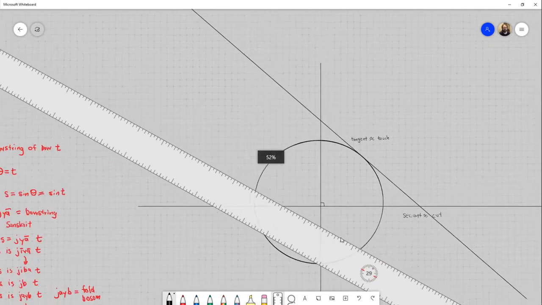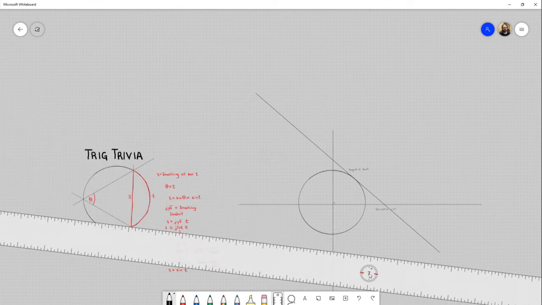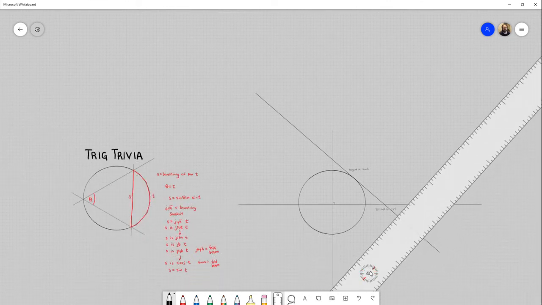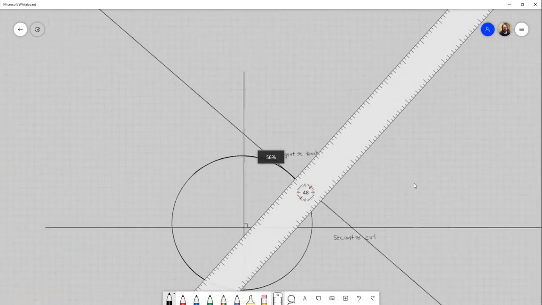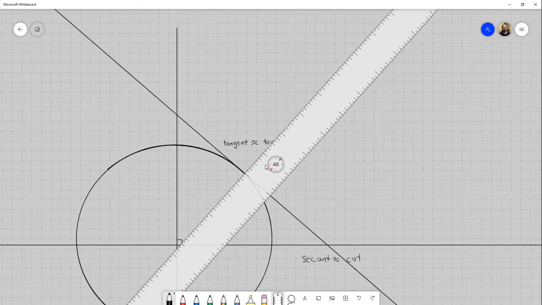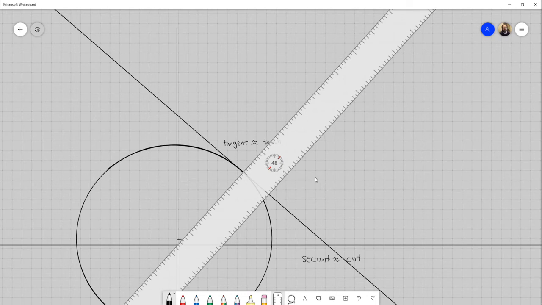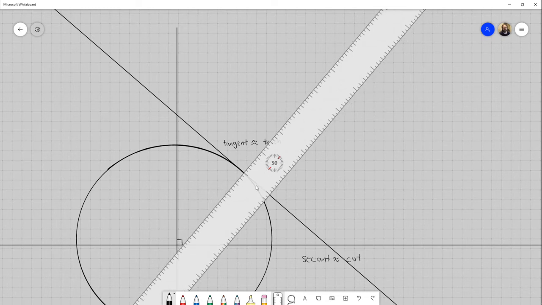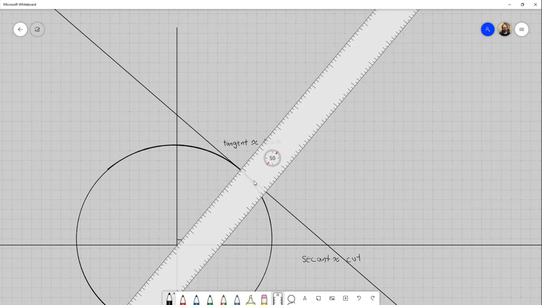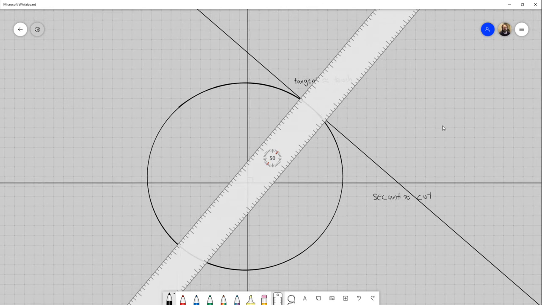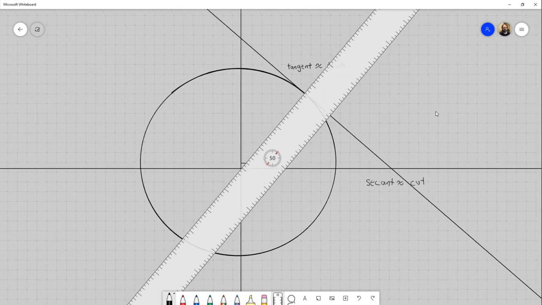Now I need one more line here. This one might be tricky. My controls are off. I want to draw one more line here that goes from the point of intersection of these 2 secant lines through the place where our tangent line touches the circle. That looks to be about right there. Okay, so there's one more line. All right, now we're done drawing lines here.